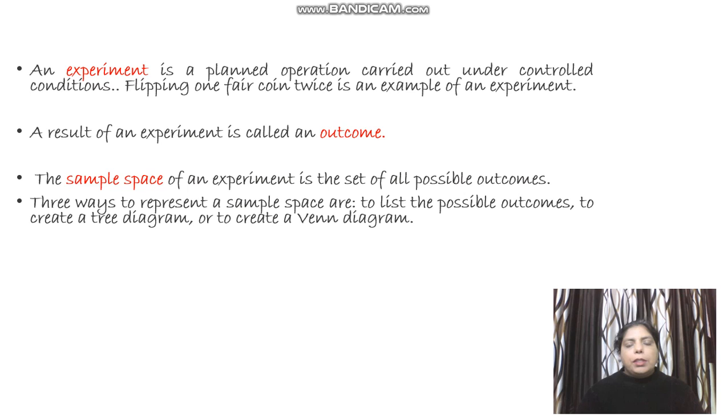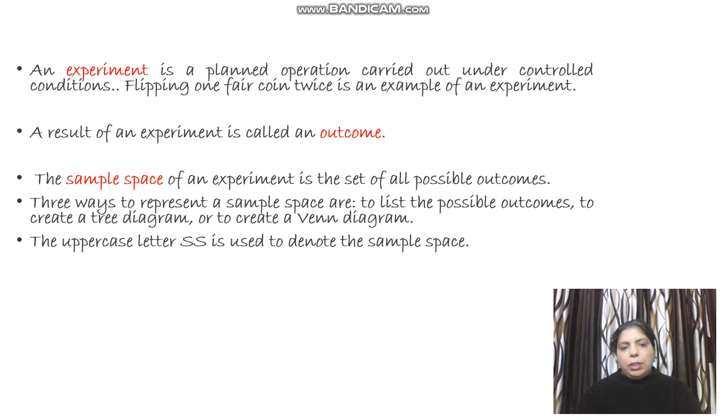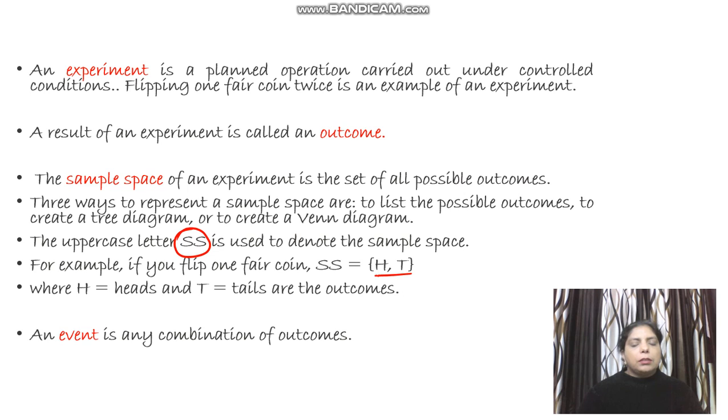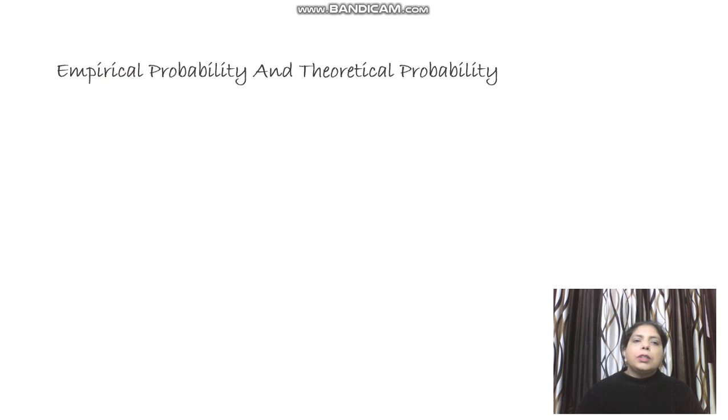And we have a way to represent the sample space. We can create a tree diagram or a Venn diagram, and we use the uppercase letter S to denote a sample space. For example, if I'm tossing a coin, then my sample space is going to be H and T, either a head or a tail. So these are the outcomes, and an event is any combination of your outcomes, like head, tails, whatever we are getting. Now we come to the concept of empirical probability and theoretical probability. Now suppose you have a coin and I ask you to toss it 10 times.